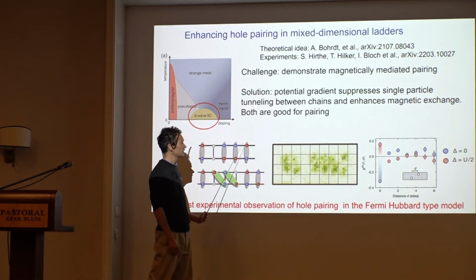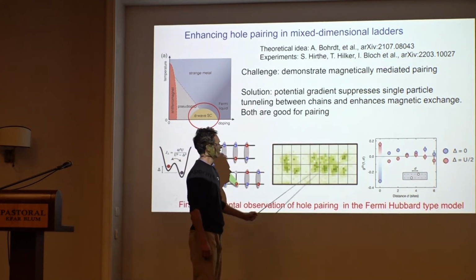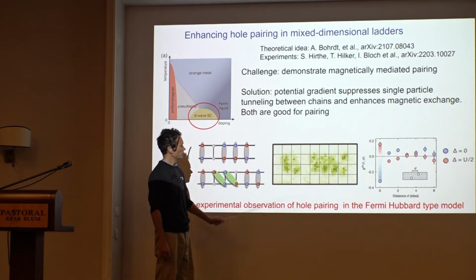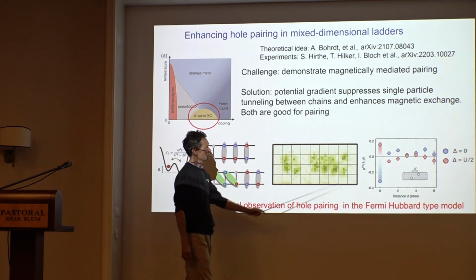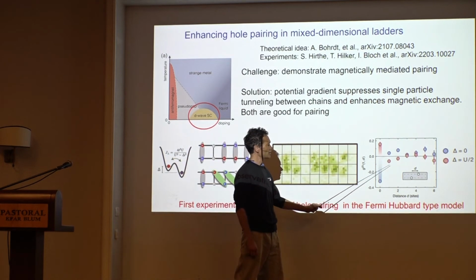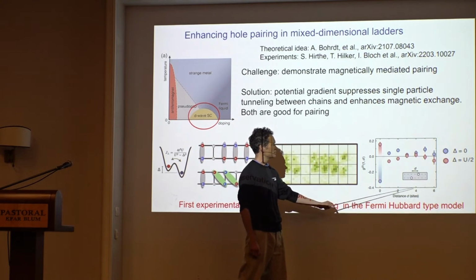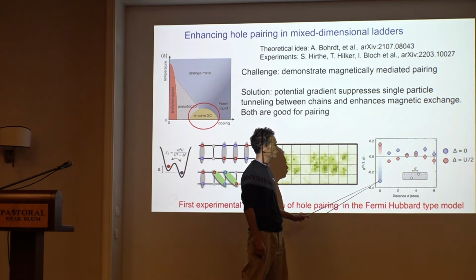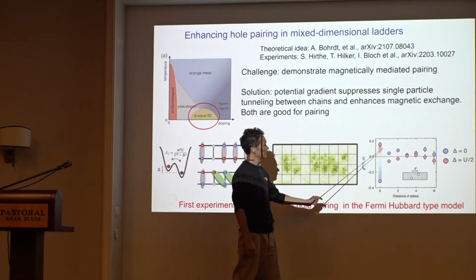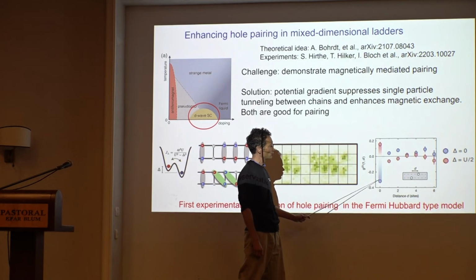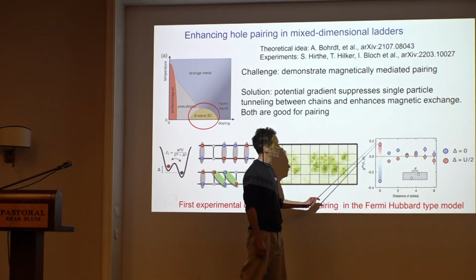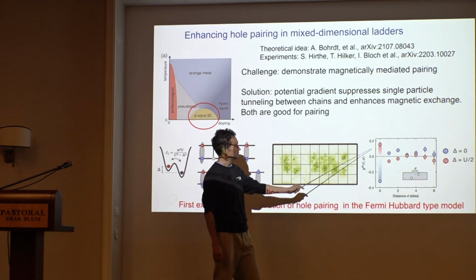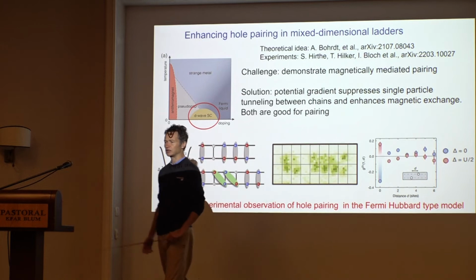And so when this idea was implemented in experiments, immediately these pairs became visible. This is shown in this plot. This is the correlation function of two holes as a function of distance between them. And you can see that without the bias, we're actually less likely to find two holes on the same rung than when they're further away from each other, just because of the cost of tunneling. However, when there is a bias, and in this case it's a fairly large bias, then we actually have an obvious increase in the probability of finding two holes on the same rung.